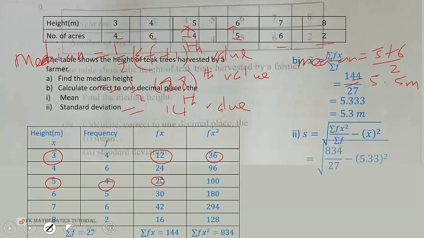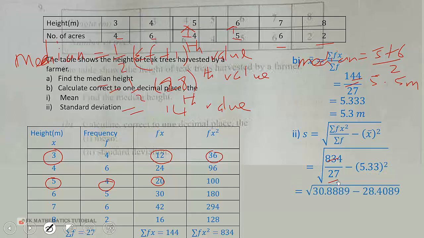So when we fix in summation fx squared, which is 834, over 27, we get 30.889 minus 28.4089, and that gives us the square root of 2.48, which is 1.5748. This is equal to 1.6 to 1 decimal place, the standard deviation.